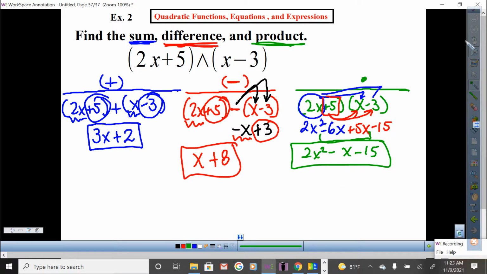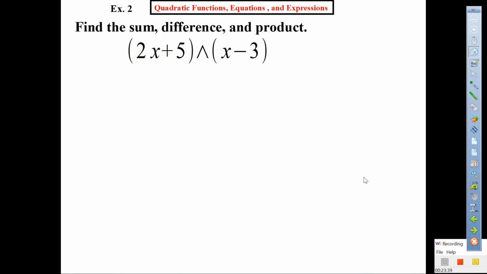Alright, so we got this. Let's see if you can get one by yourself. Copy this one, example 2Q: 7y minus 2 and 5y plus 4. Also find me the sum, difference, and product of those. I'll give you some time. Copy and go.